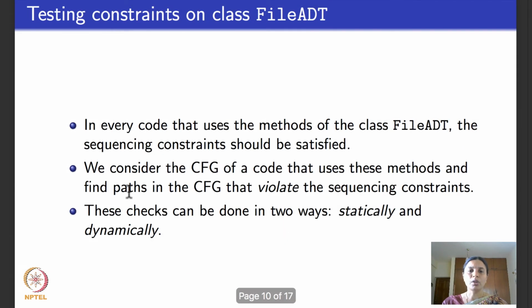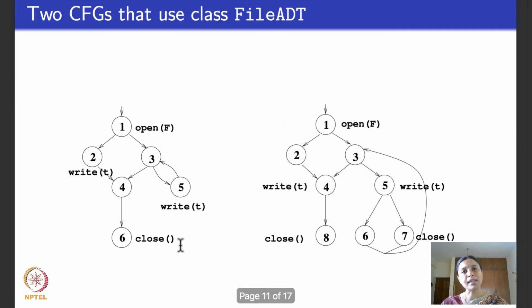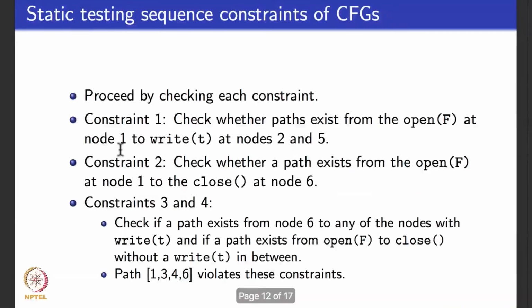As I told you, this can be done in two ways, statically or dynamically. What do I mean by statically? Statically means I don't execute the code. I consider the CFG as a graph and then try to see if sequencing constraints are violated. Typically, static analysis is not considered a part of testing, but I'll just tell you for the sake of completeness here. So how does static testing of sequence constraints of a CFG work?